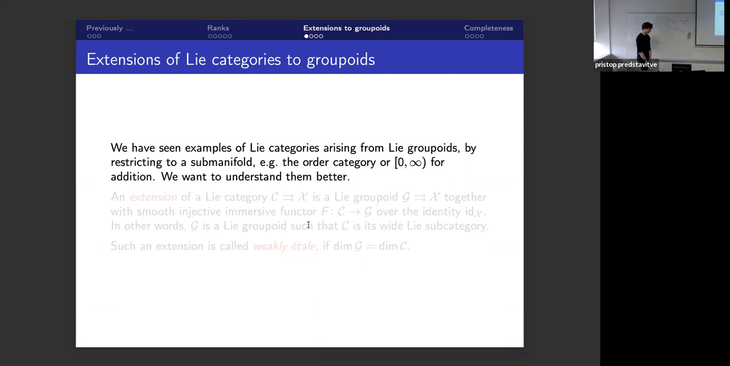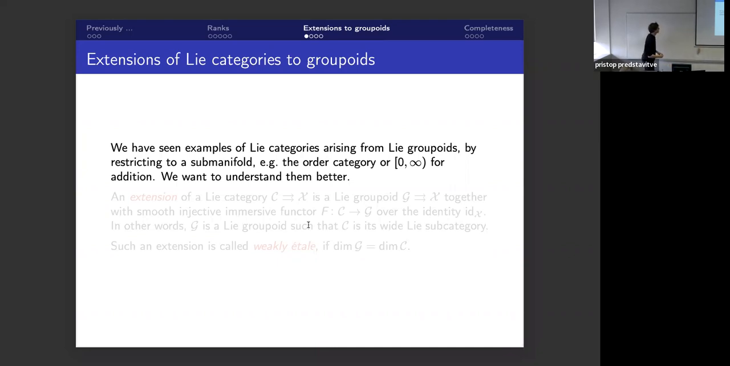What are the examples of this? Well, the first one is the closed ray from 0 to infinity for addition, right? This has already been talked about. Well, what about any multi-object examples?